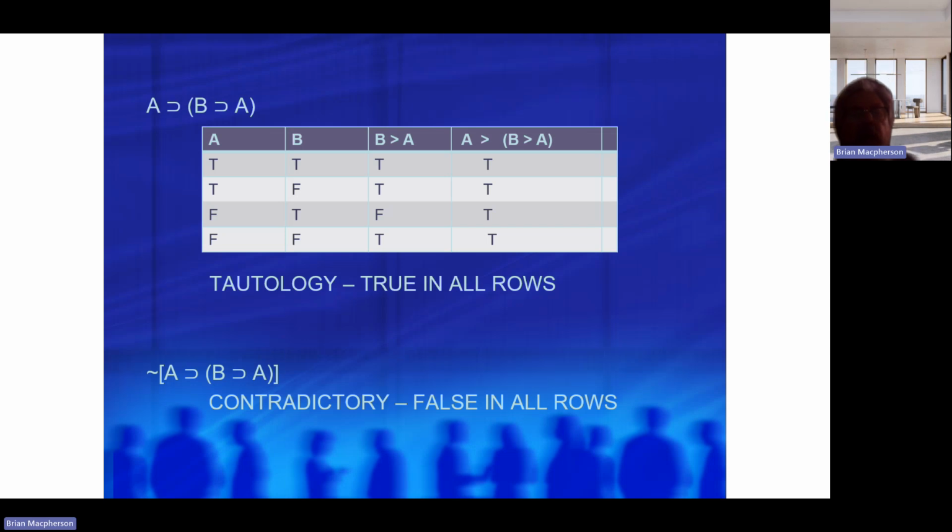Now, I didn't work out the truth table for the negation because we already know that A then, B then A, is true in all rows. If we put everything in brackets and negate the whole thing, then it's going to be false in all rows. So not, A then B then A, will be false, false, false, false. It's contradictory. So here's an example of a tautologous sentence, A then B then A. It's true in all rows. And here's an example of a contradictory sentence. It's false in all rows because the sentence that it negates is true in all rows.